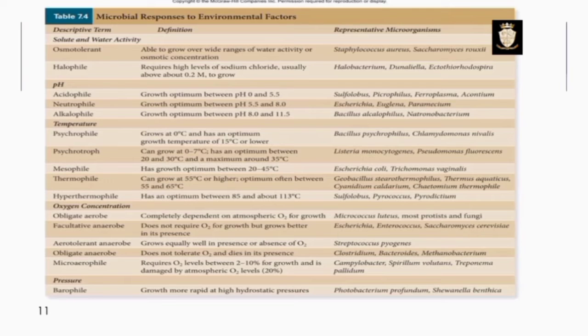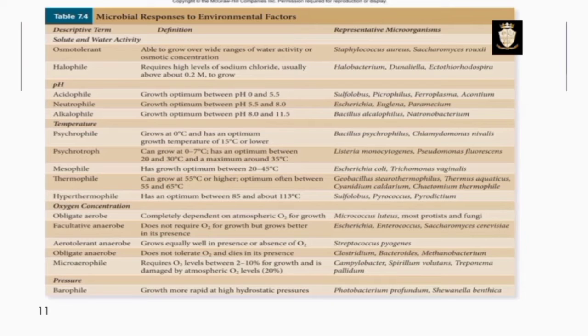Halophile, which means requiring a high level of sodium chloride, usually above about 0.2 molarity, to grow. Example, Halobacterium. The second one is pH. The term acidophile means microbes have a growth optimum between pH 0 and 5.5. Example, Sulfolobus.